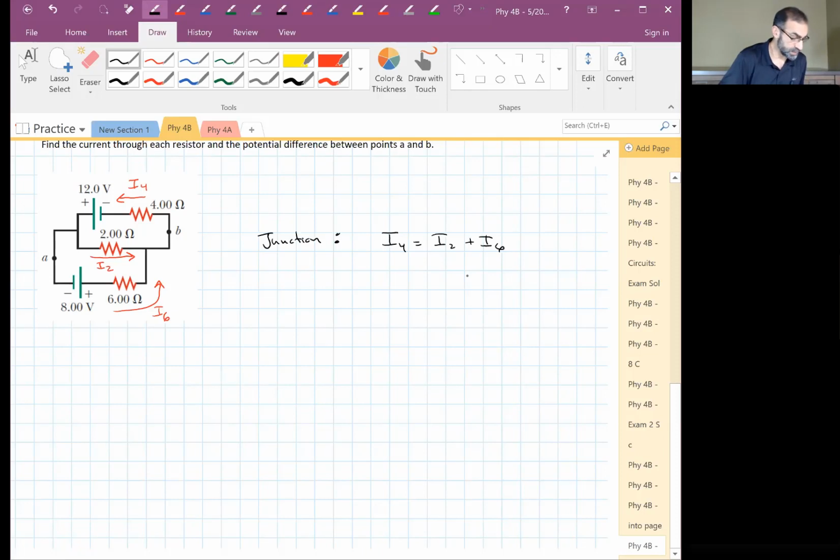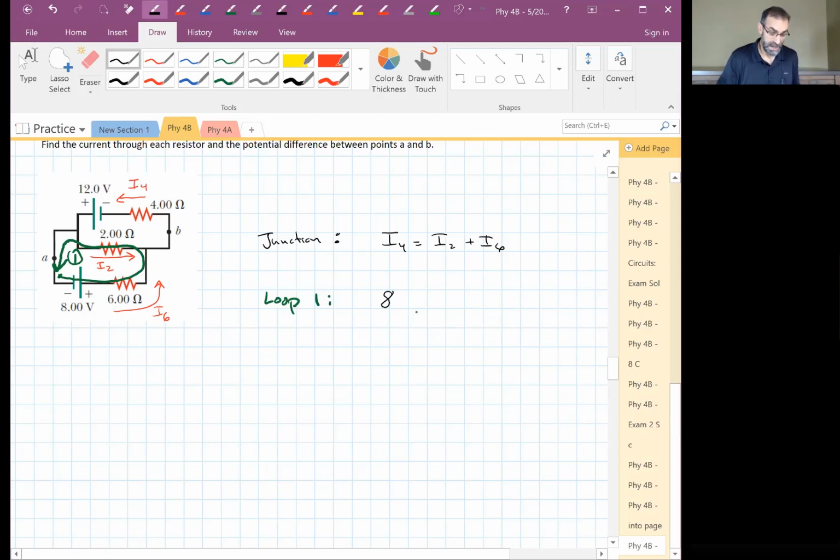Now we need 2 loops. I'll start in the lower left corner. Let's see, I'll use green. Start in the lower left corner, and I'll just do that, and I'll call that loop 1. First thing I do when I walk around loop 1 in that direction, I go in the low side of the battery, I come out the high, I raise my potential by 8 volts.